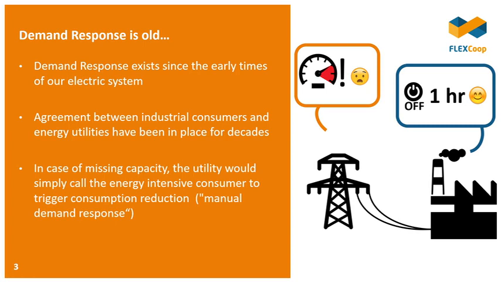So this would just be based on the available technology, which at that time was phone line. And in case of missing capacity, the utility will call the energy intensive consumer to trigger consumption reduction. That's called manual demand response, in opposition to what exists now as automatic demand response.